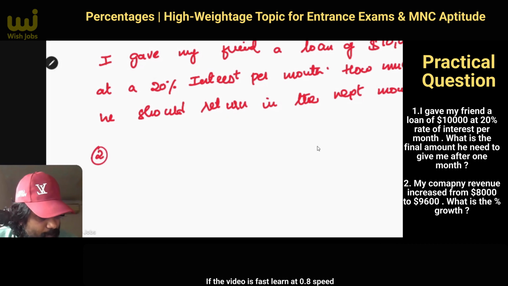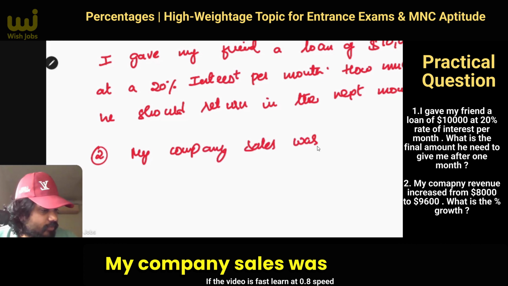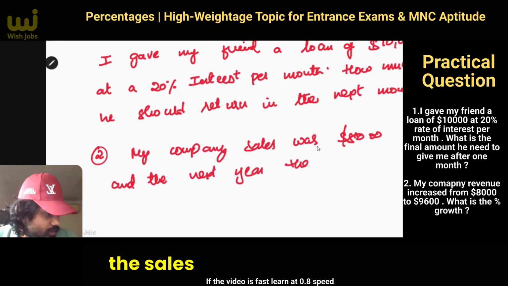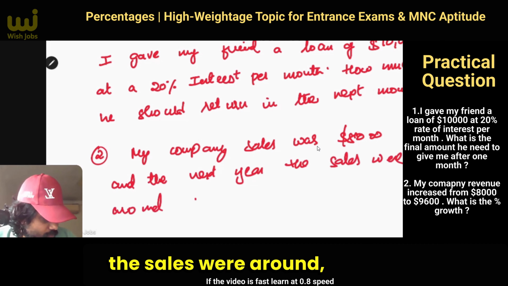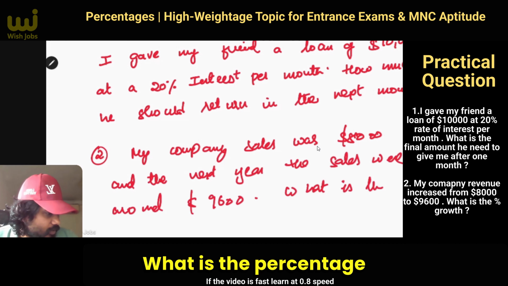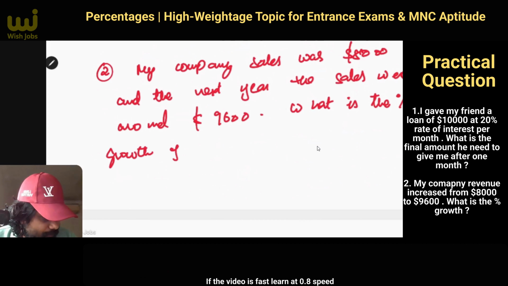Second question, my company sales was $8,000, and in the next year the sales were around $9,600. What is the percentage growth of the company? So try to solve both the problems.